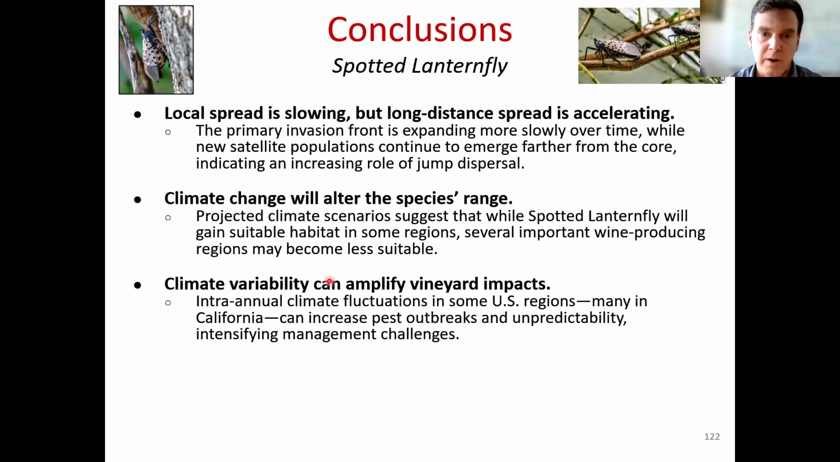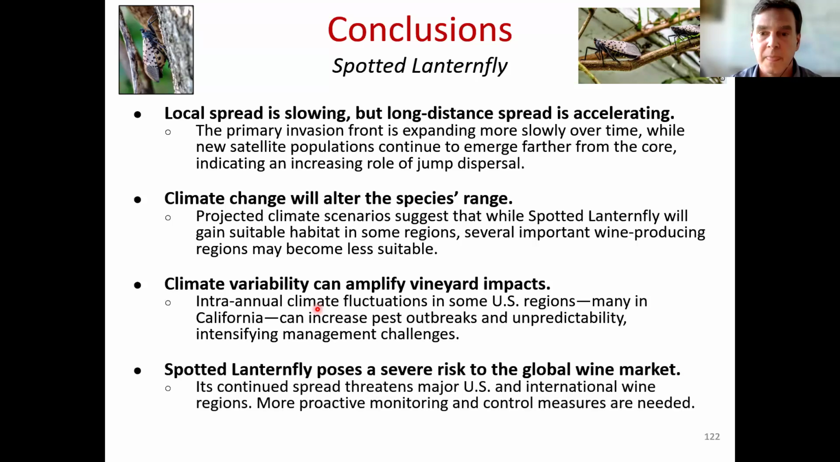So we have to really think about how climatic fluctuations and the interaction between the climatic fluctuations and those vital rate equations can cause either population decline or major outbreaks. If you just have a year where everything is going really well for lanternfly, you could have massive increases in growth rate. And a lot of those areas are in California in the United States. And then finally, spotted lanternfly poses a pretty severe risk to the global wine market. If it continues to spread, it's going to start impacting wine and grape production across the globe. And so there really needs to be more proactive monitoring.